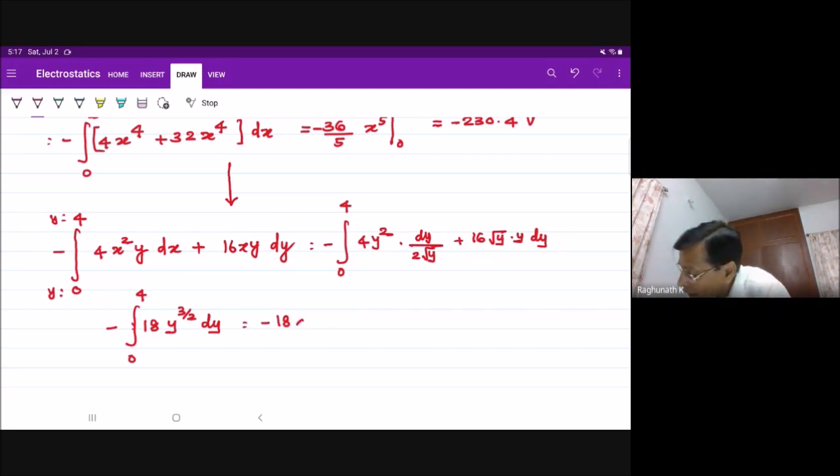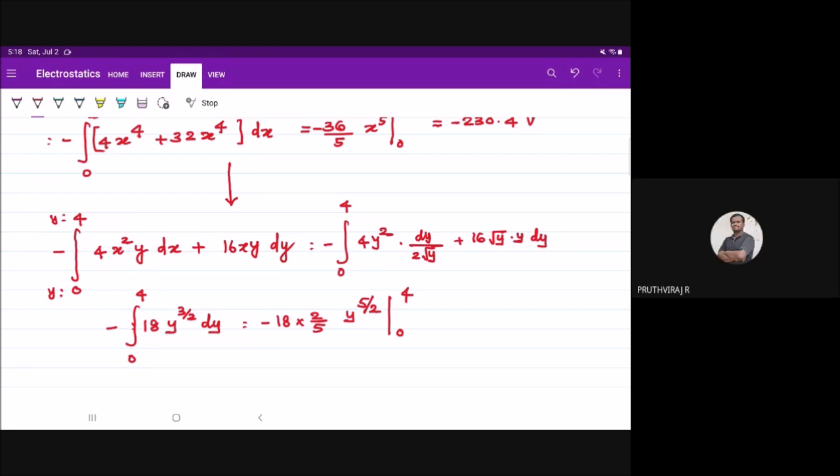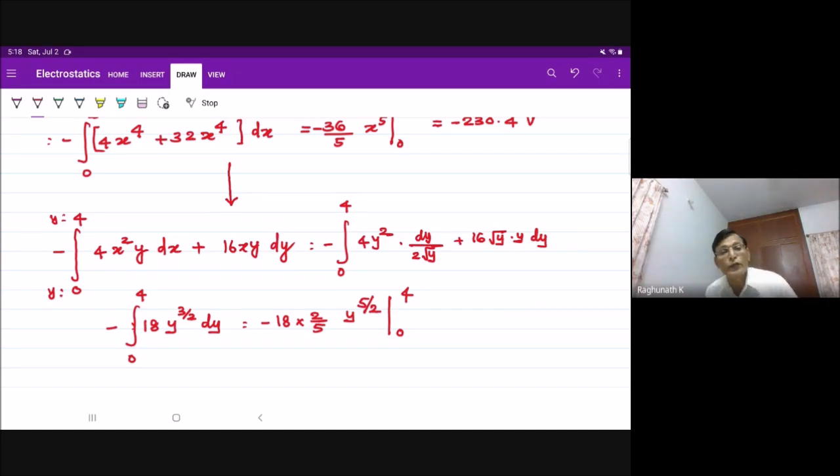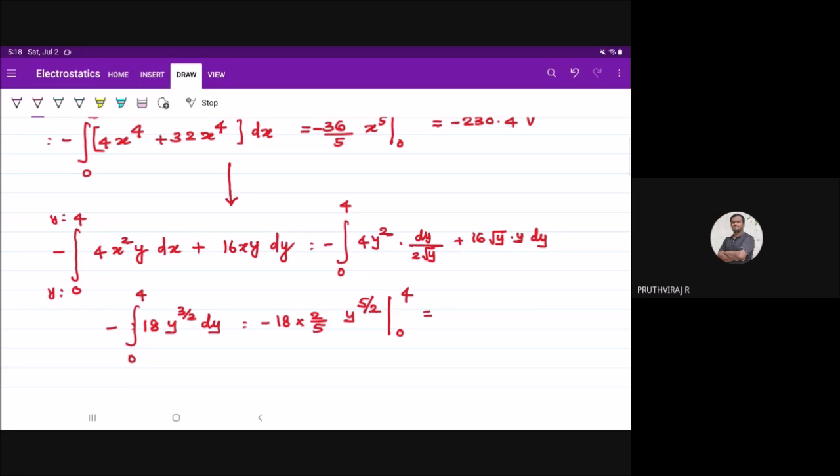Minus 18 into 2 by 5 y power 5 by 2 from 0 to 4. What is the value? y power 2.5 is 32. Yes, sir, 32. Minus 18 into 2 into 32 by 5. Together? Minus 230.4. Minus only? Minus 230.4 again? Yes, sir. This is what we should get.